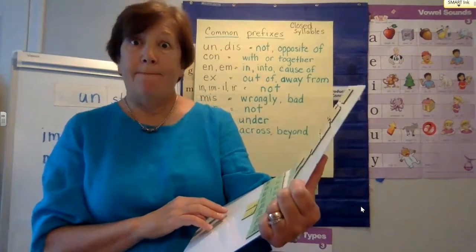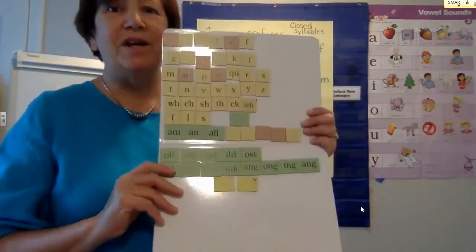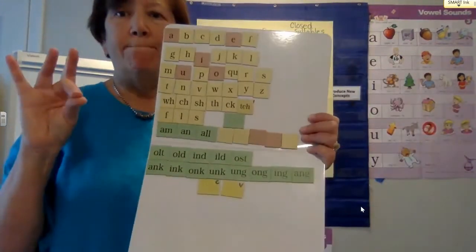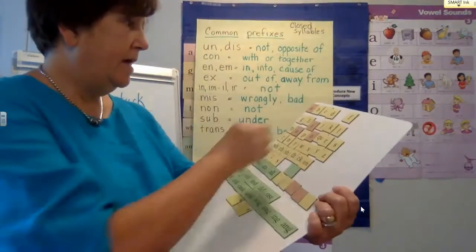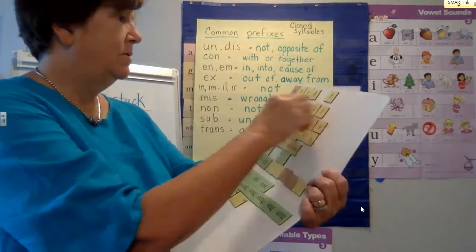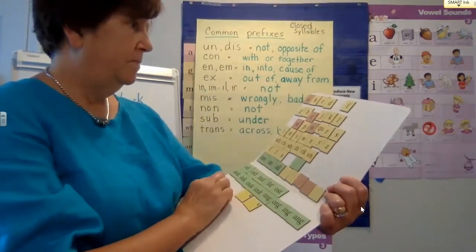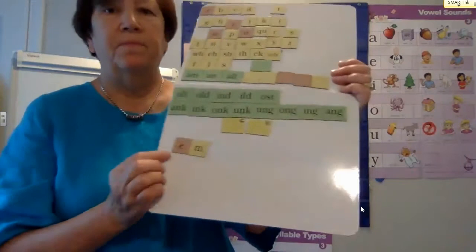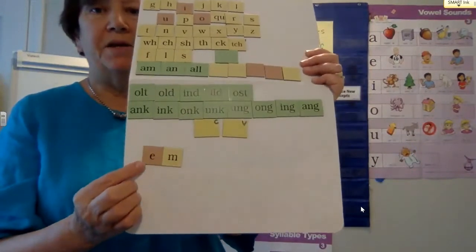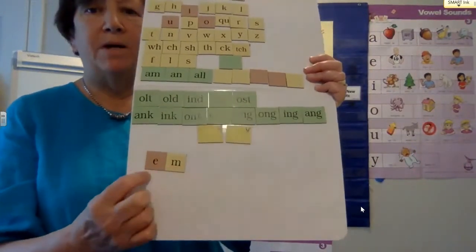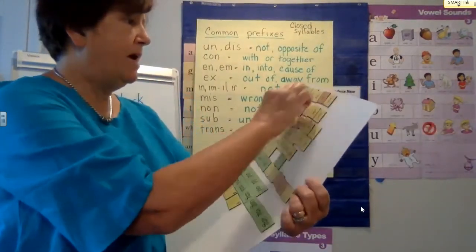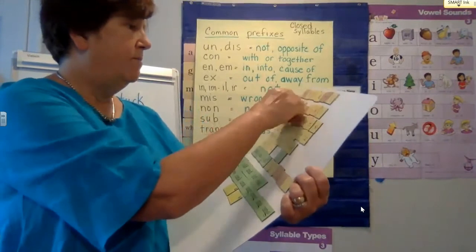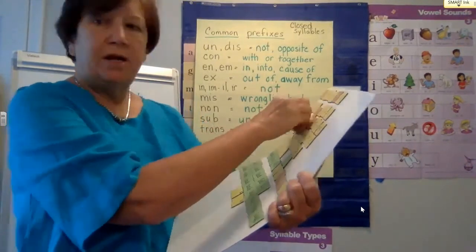All right, let's try another one. Em. Another little tricky one. Em. All right, go ahead and pull down the letters. And I hear E-M, E-M. So the prefix em is spelled E-M. Go ahead and spell that back. E-M. Great.